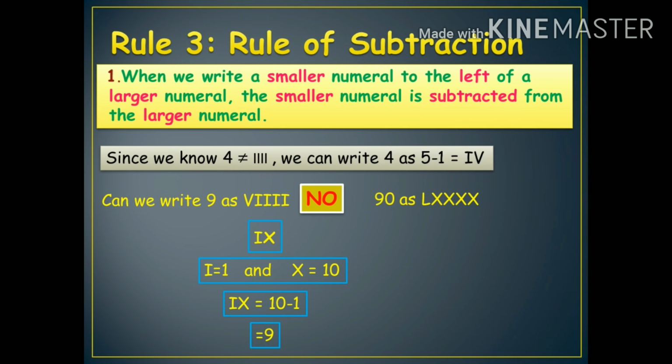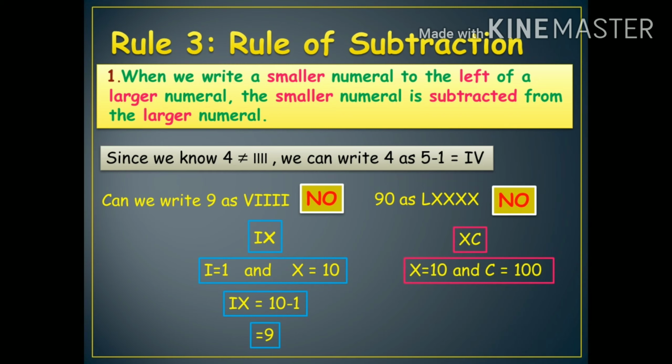90 can be written as LXXX. No. XC is the right symbol for 90. X is equal to 10 and C is equal to 100. So, by writing X to the left of C, we mean 100 minus 10, that is 90.